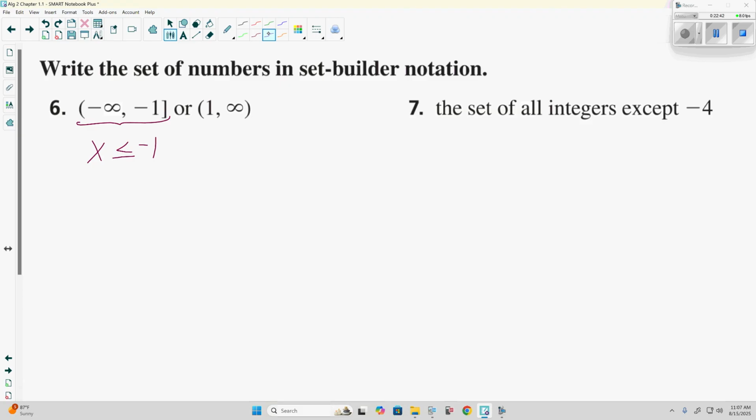Questions on the first half of this statement before we look at the other half? Now the other half, we have 1 to infinity. So here we're saying that x is going to be greater than 1. Could this one be equal to 1? No, because the parenthesis next to the 1 says it's not equal to. And again, this is still a what? Or statement, yes?